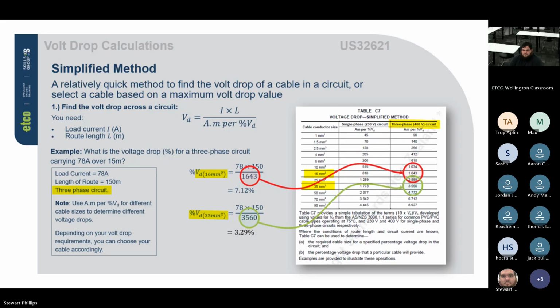Yeah, about plus or minus 5%. So it becomes very important. Yeah, 5% on the power company side. And then we have to make sure that we don't drop too low on our end. What could be the possible implications for having too much volt drop?